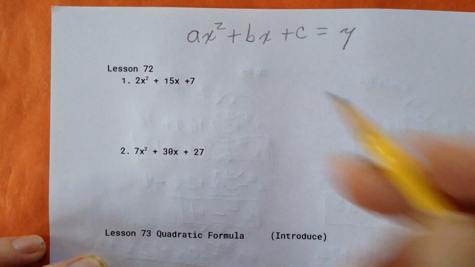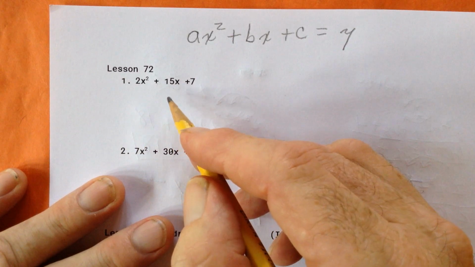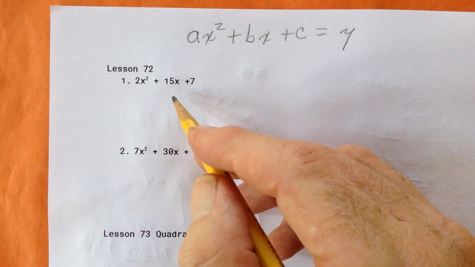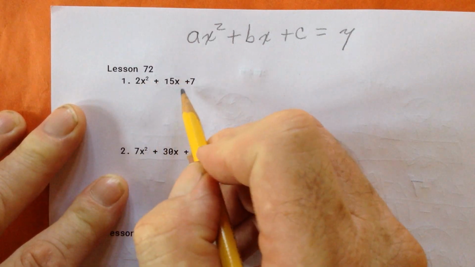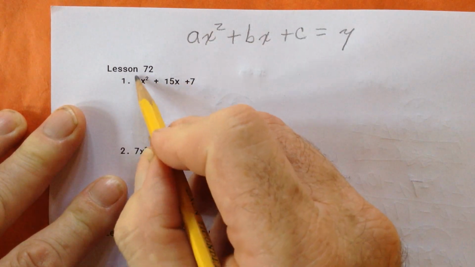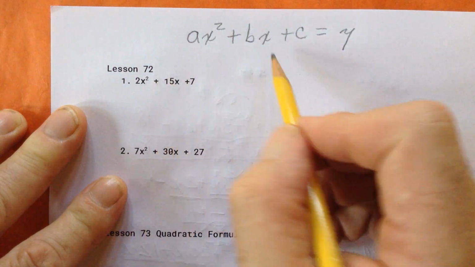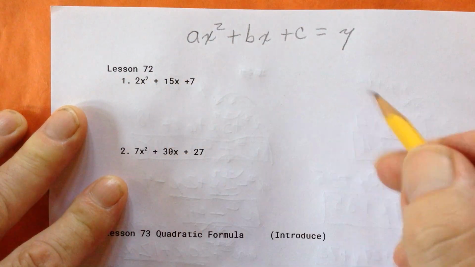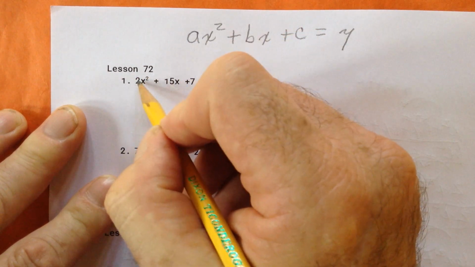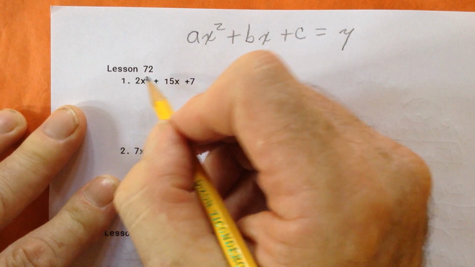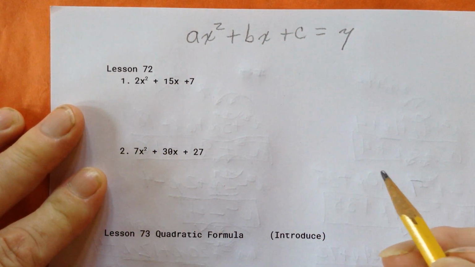Hello GED students, this is lesson 72, factoring quadratic equations. In lesson 71 we were doing the factoring, but the a here, this number here, was a 1, or it was just x squared. Okay, with 72, this a number is not a 1, it's going to be greater than 1. So therefore there are some extra steps in factoring the quadratic.